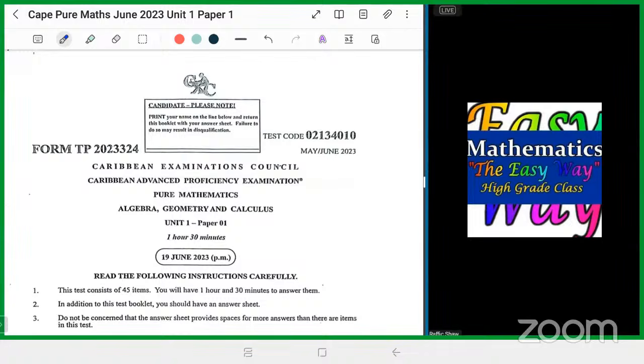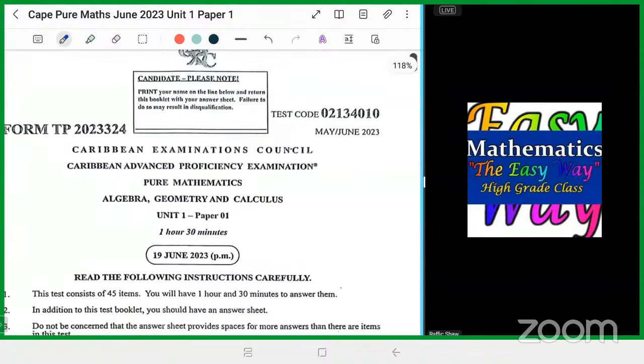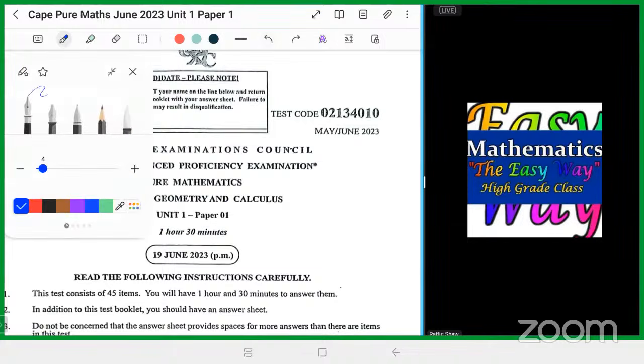All right, so I've been wanting to work out this paper for a while. This is the June 2023 Pure Maths Unit 1, Paper 1. Time is running out. The exam is this week, and so I'm just working this paper out.